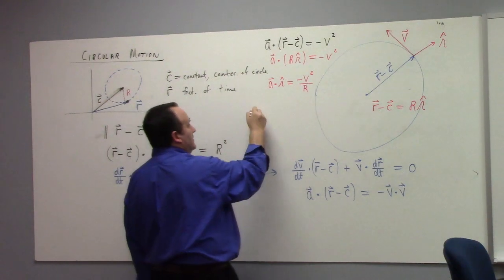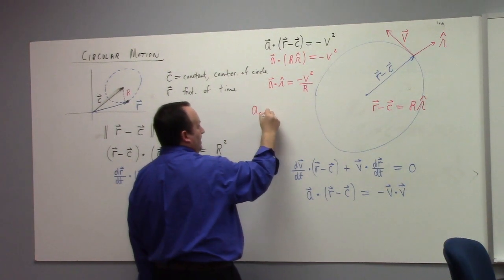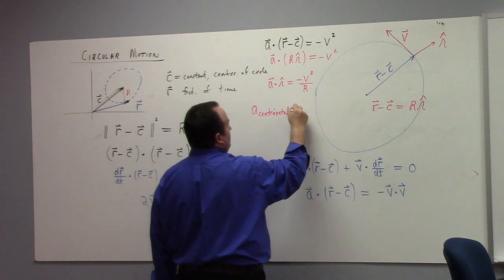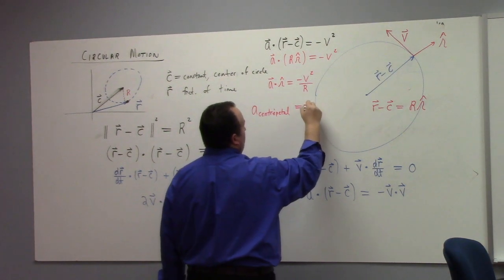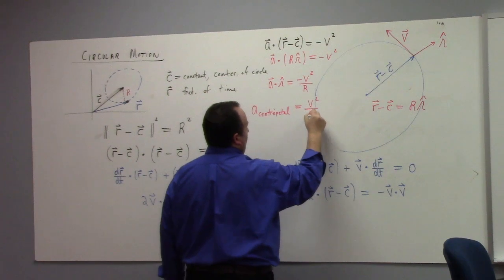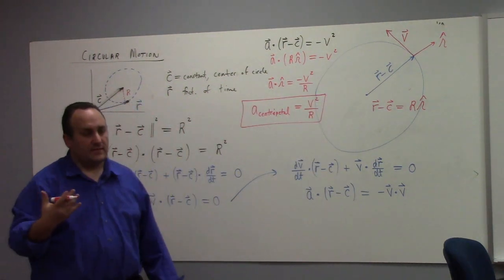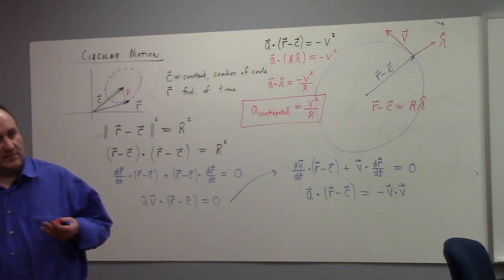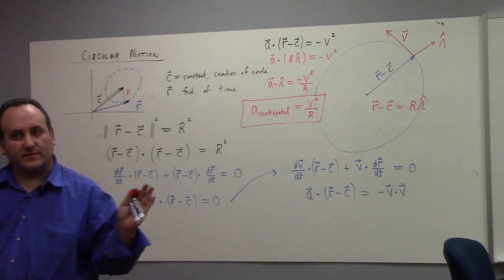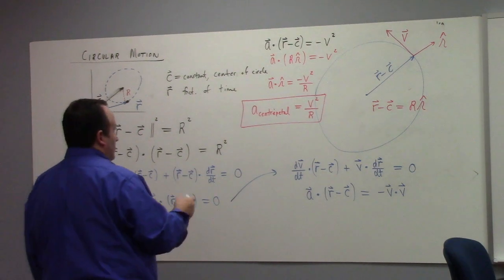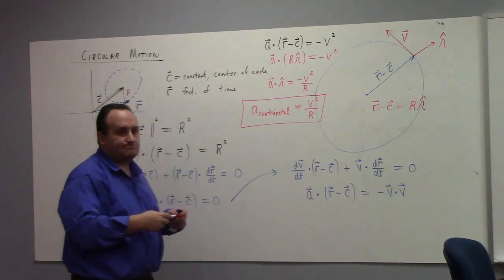In other words, the centripetal acceleration is v squared over r. Centripetal means center seeking, which is the opposite direction of the r hat. The script r hat points out. Center seeking would be the opposite direction. So there it is.